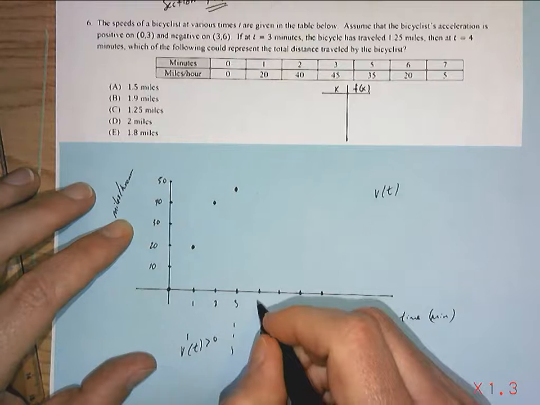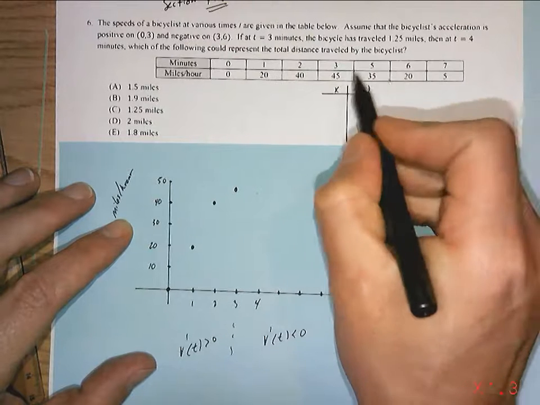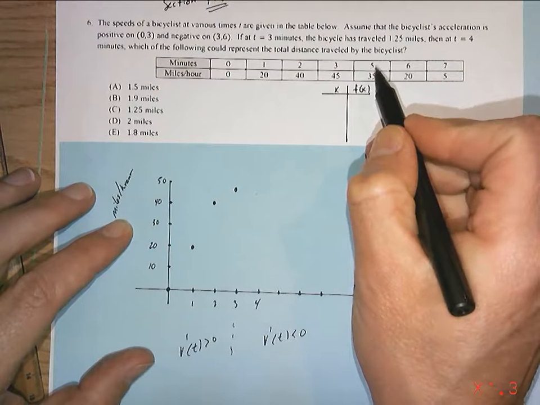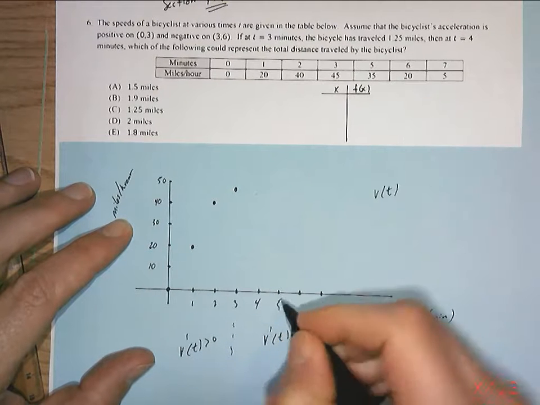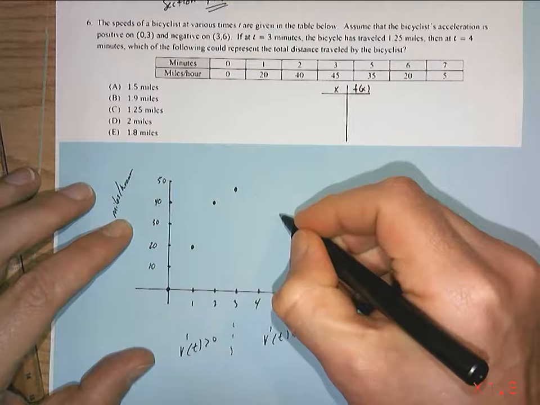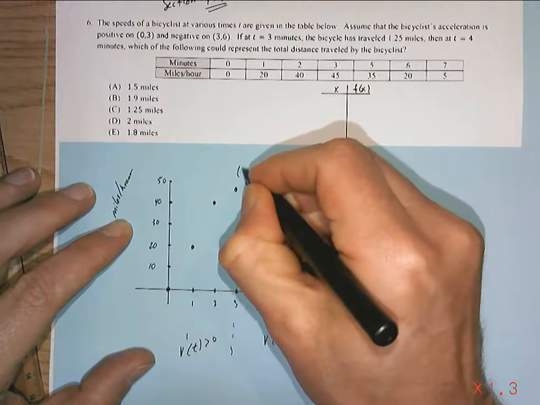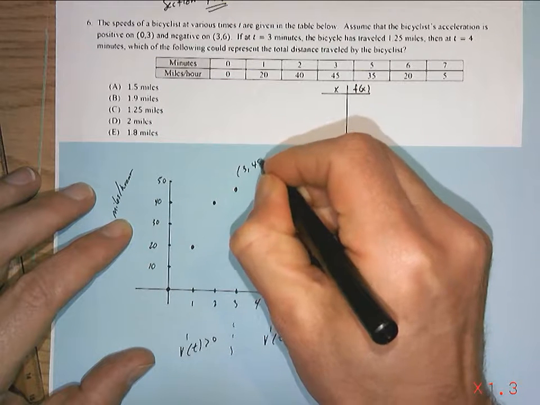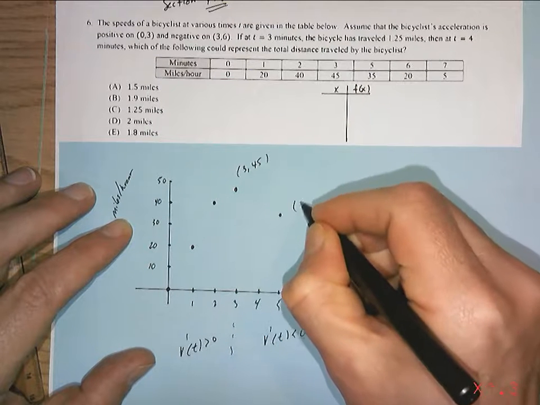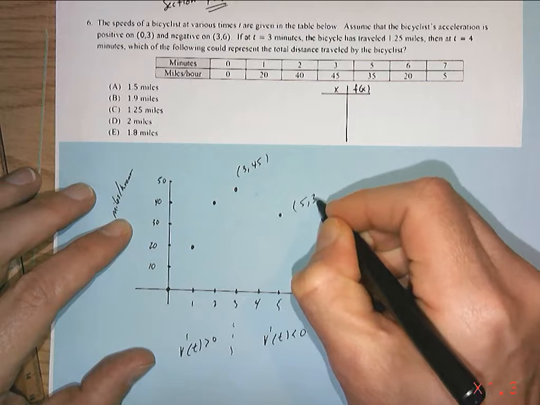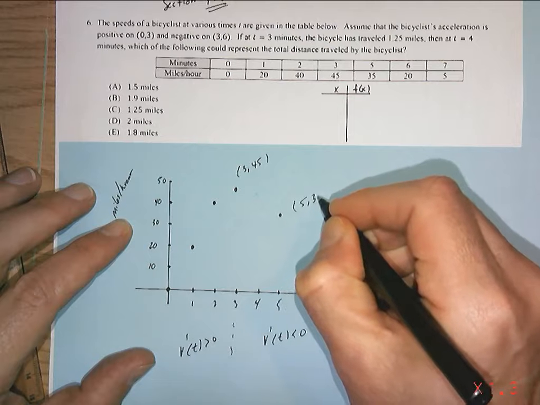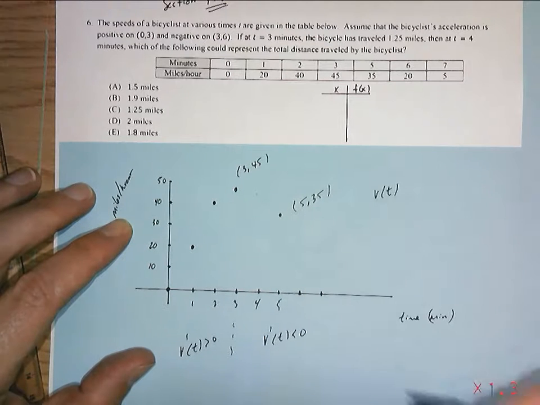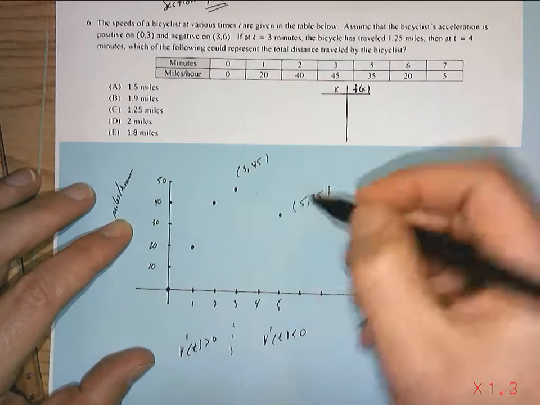Now they skip 4. They skip 4. It's not in your chart. That's something that you've got to notice. But we go on to 5. And we've got 35 here. So this one up here is 3, 45. And this one over here is 5, 35. Those are going to be the two important ones I'm going to be looking at in a minute. So I just put those values there.